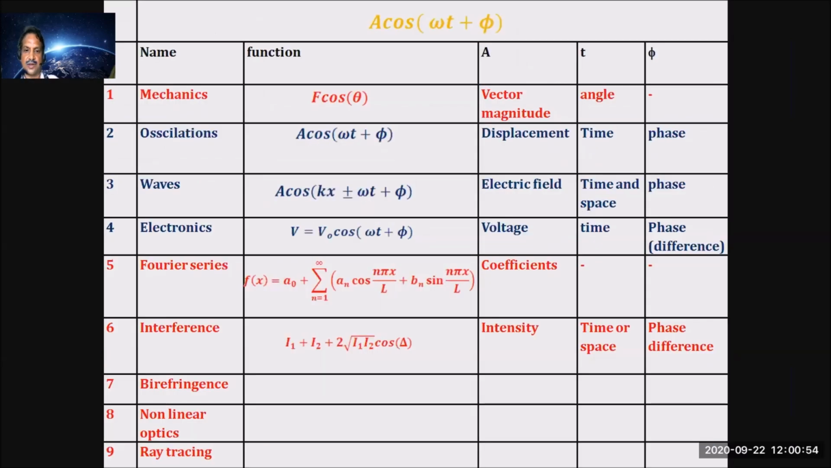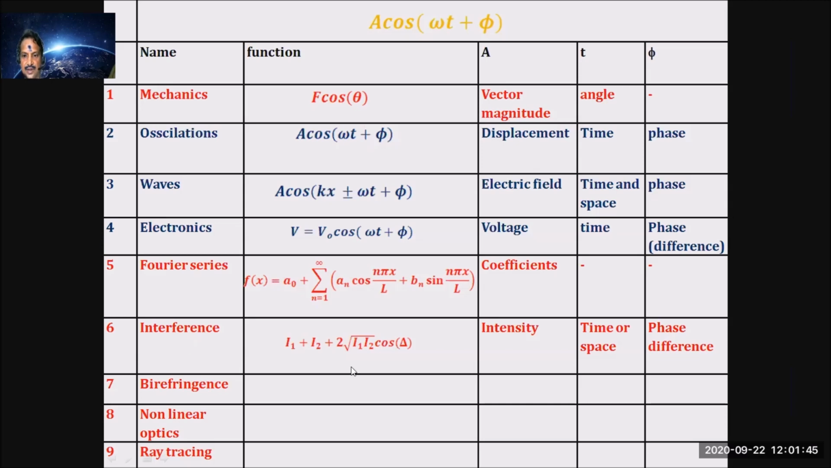Now, this function comes in wherever there is a periodic thing or wherever there is a vector. In mechanics, generally we deal with vectors, force vector, velocity vector, F cos theta, or problems involving slopes, oscillations, A cos(omega t plus phi), waves A cos(kx plus or minus omega t plus phi), where both space and time parameters are coming. In electronics, we always see a sinusoidal voltage, V is equal to V0 cos(omega t plus phi), and cos is used in Fourier series, both cos and sine.